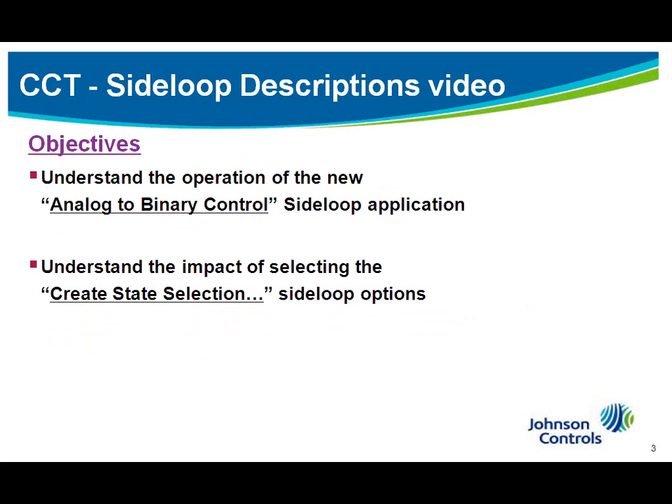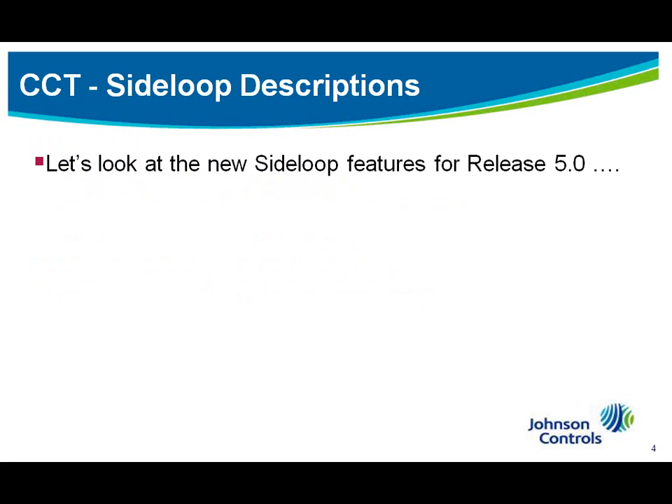The objectives of this video are to understand the operation of the new analog to binary control side loop application, as well as to understand the impact of selecting the Create State Selection side loop options. So let's look at this new side loop feature in Release 5.0.